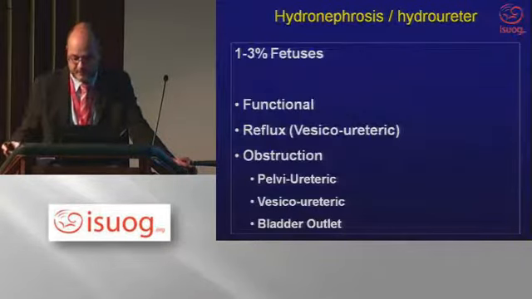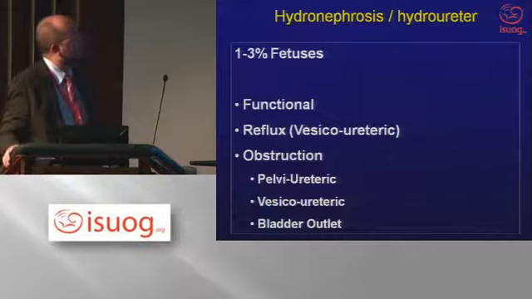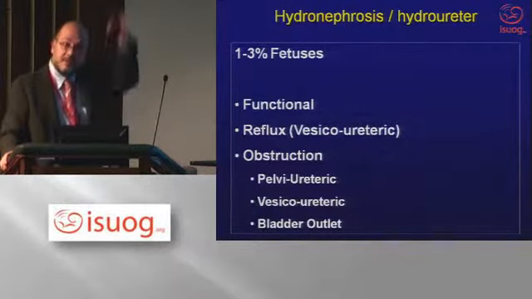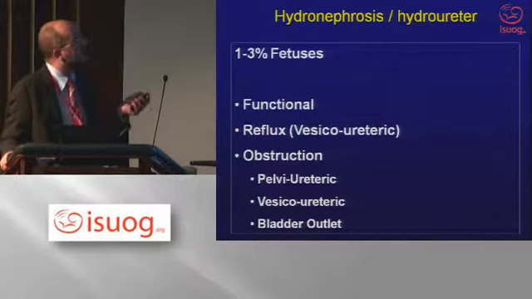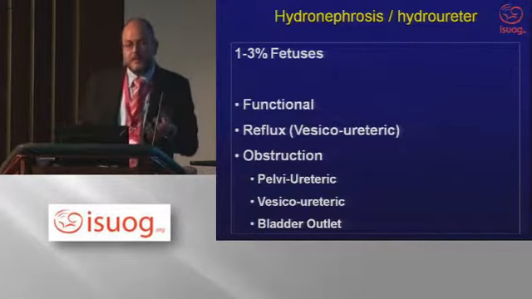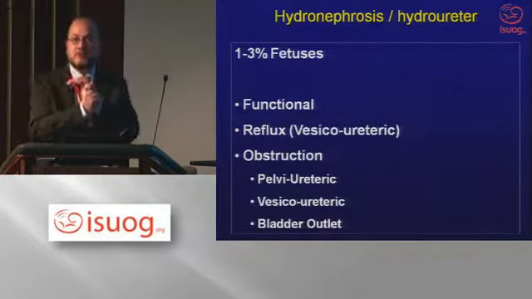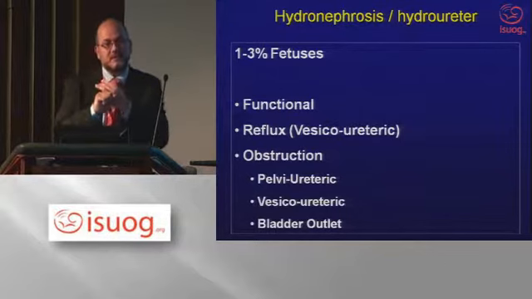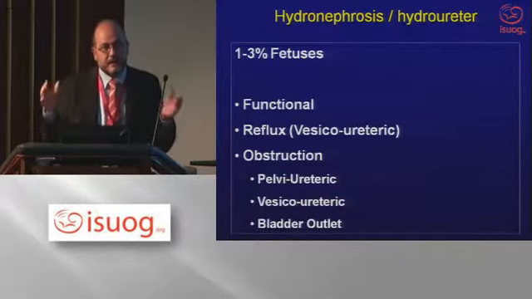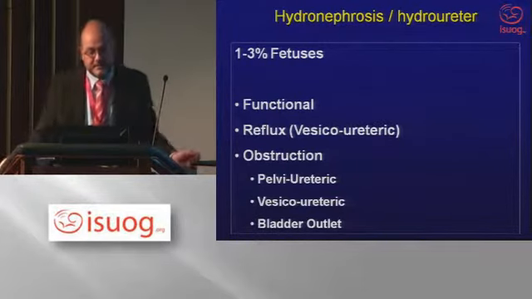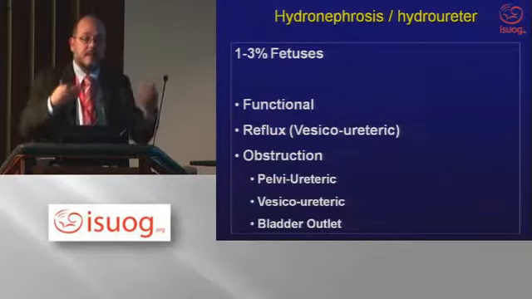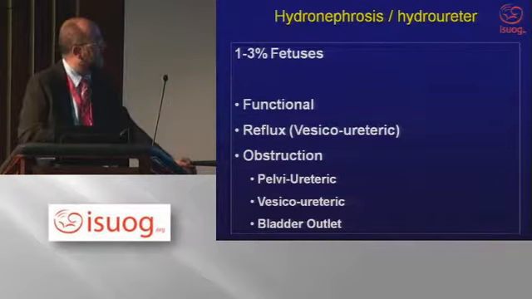Okay. So we'll come to hydronephrosis and hydroureter and move away from megacystis, move up the urinary tract a little bit. And hydronephrosis affects about 1 to 3% of fetuses. And there are really three causes. The first is functional, so we don't really know what causes it. Possibly hormonal, due to reduced peristalsis of the urinary tract in pushing the urine down to the bladder. The second is reflux. From where the ureter is inserted in the bladder, you get reflux of urine up. And the third is obstruction.